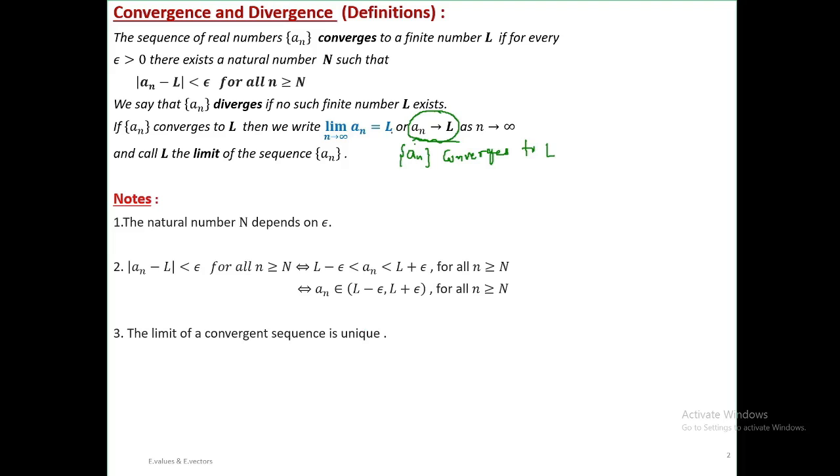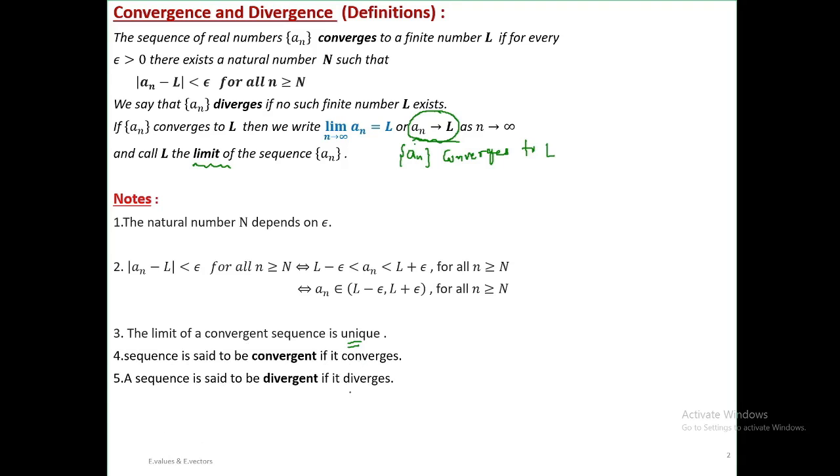If more than two limits exist, for example L1 and L2, let's say, then those numbers cannot be called a limit of the sequence. If only one exists, then only that is called the limit of a sequence. That is why the limit of a convergent sequence is unique. Only one limit exists. And a sequence is said to be convergent if it converges. Similarly, the sequence is said to be divergent if it diverges. Okay. Next one.